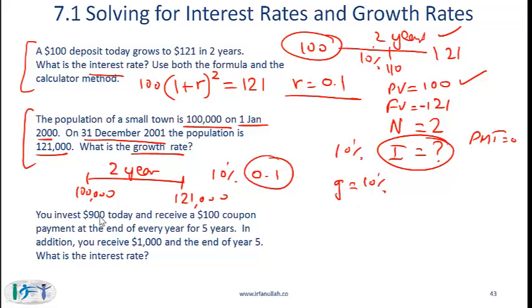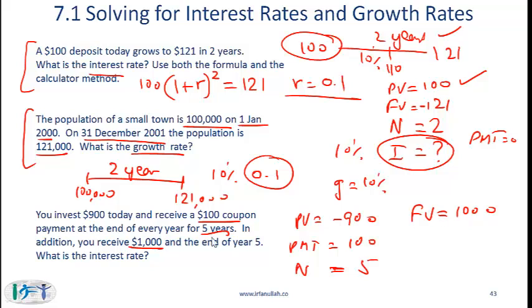Let's look at another scenario now. You invest 900 today, so the present value is minus 900. Receive a 100 coupon payment at the end of every year for 5 years. This means that the payment is equal to 100, n is equal to 5 because the payment is being received for 5 years. In addition, you receive 1,000 at the end of year 5. That means that the future value is equal to 1,000. The question is, what is the interest rate? So the I is what you are supposed to compute.